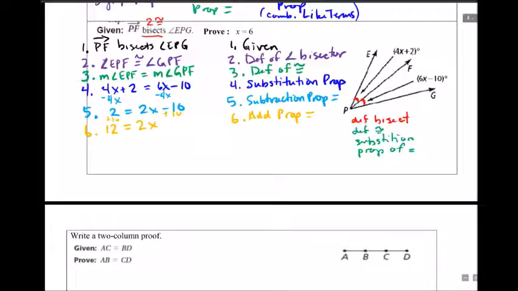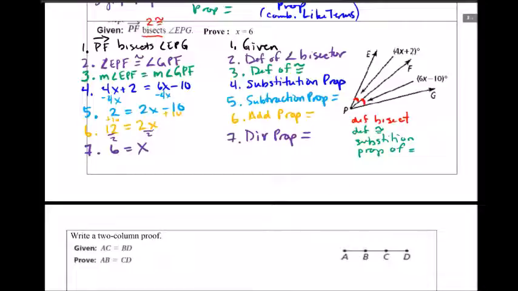All right, next step. What are we doing next? Well, I think I'm going to divide by 2 on both sides. So that is going to give me 6 equals x. And what let me say that? The division property of equality. And we have proven what we were asked to prove, that x equals 6.